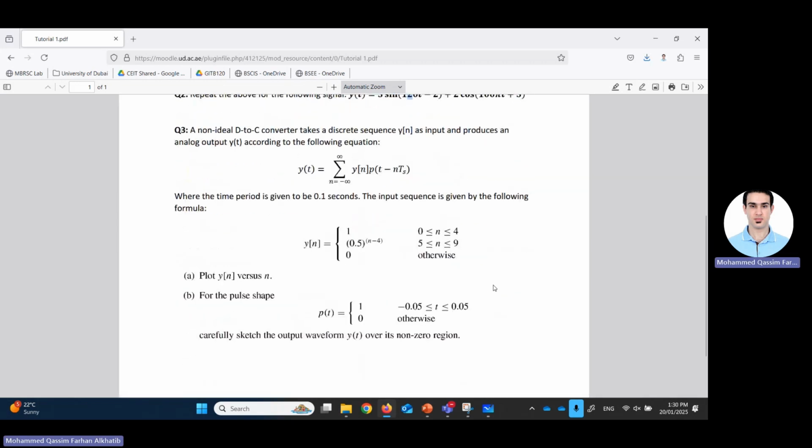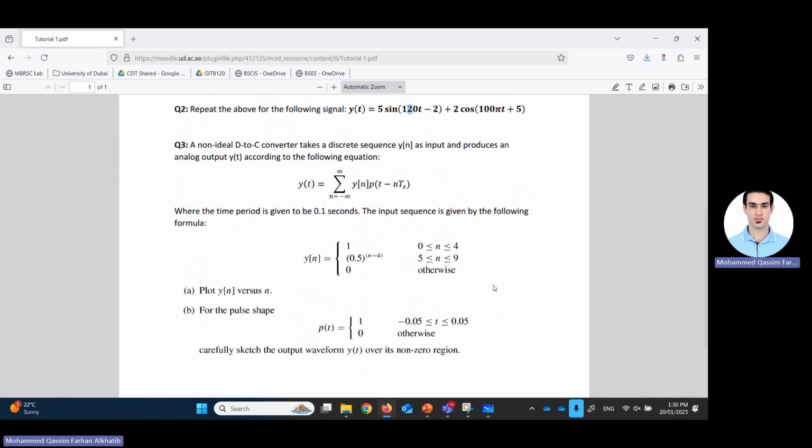Okay. The third question, which is the last question. A non-ideal digital to continuous converter takes a discrete sequence y of n as input and produces an analog output y of t according to the following expression here. Y of t equals the summation from negative infinity to infinity of y of n, p of t minus n Ts. Now, the time period is given to be 0.1 seconds, and the input sequence is given as follows: y of n is 1 from 0 to 4, and 0.5 to the power n minus 4 for the values from 5 to 9.